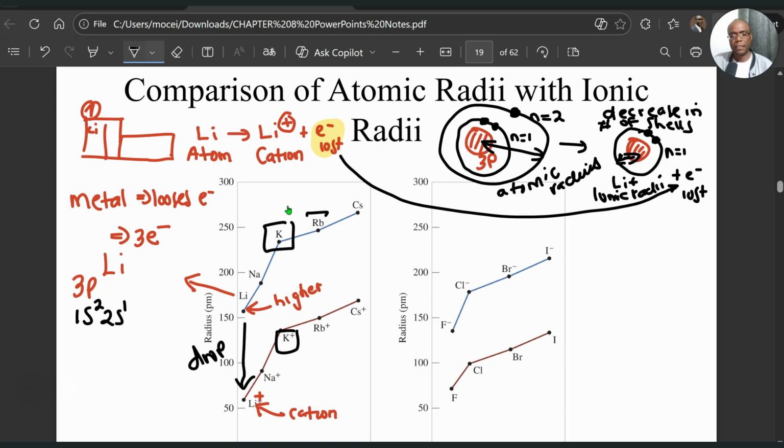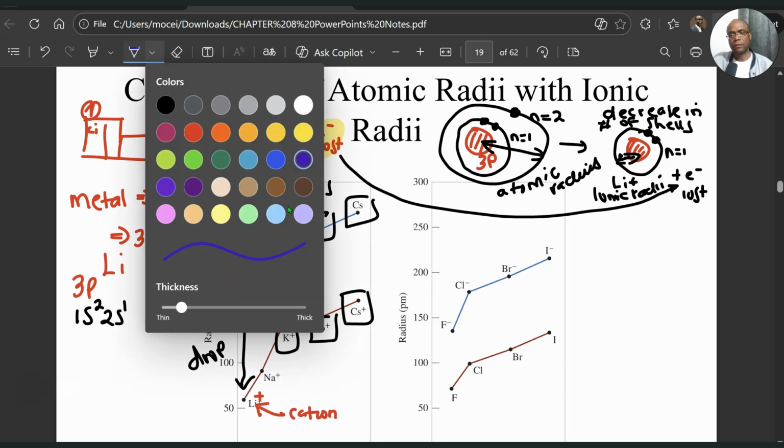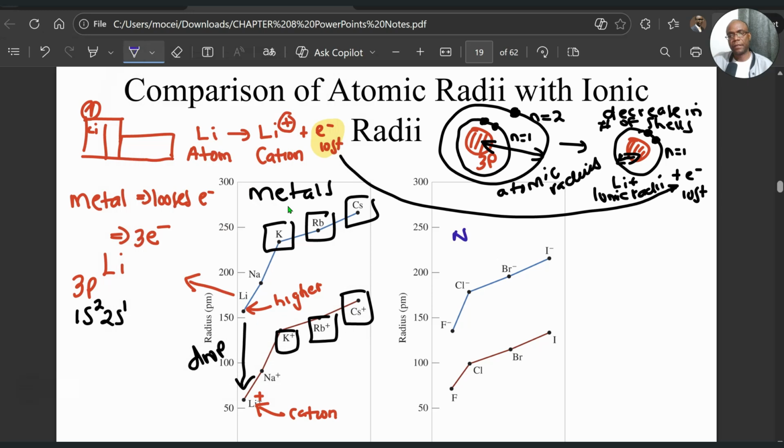Sodium aside, K going to K+, rubidium going to Rb+, cesium going to Cs+. So that is why there's a drop whenever you're considering metals forming their ions. Now, how about the nonmetals?